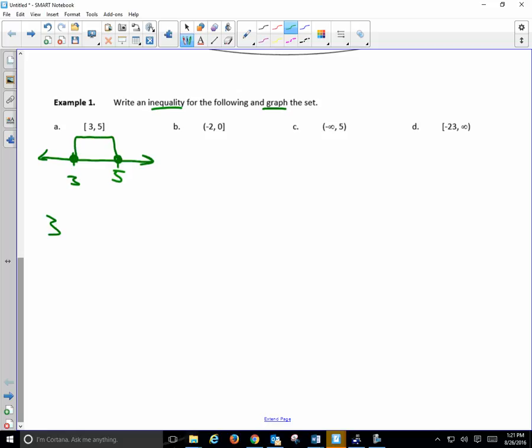And then for the inequality, I like to think of it as x represents all the numbers that are part of that solution set. So x sits between the 3 and the 5. How does x compare to 3? It is greater than or equal to 3. How does x compare to 5? Less than or equal to 5. And so those are my two expressions. One is a graph and one is an inequality for that interval. Go ahead and do B, C, and D on your own. When you get an answer, be confident and proud and put it on the board.